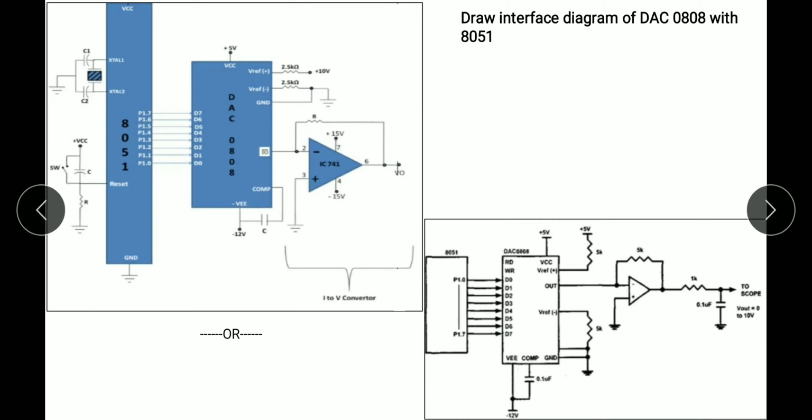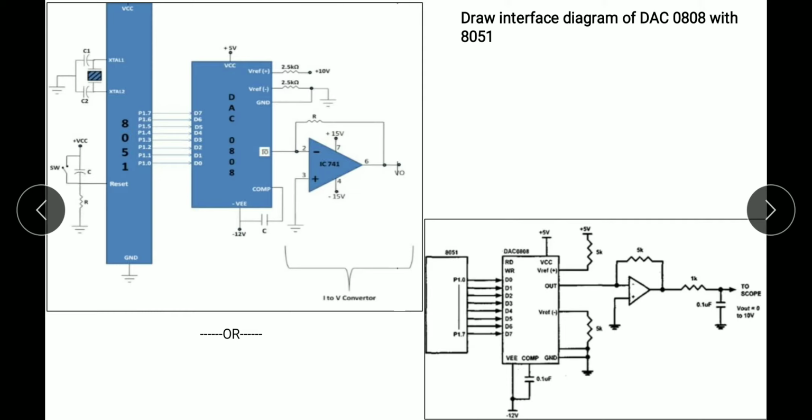And here IC 741 is used. Here it is an input output port. After that, here V out we get, and this is the I to V converter, that is current to voltage converter. So we have to draw the diagram for this DAC interfacing with the 8051 microcontroller. If you see here, this is the same diagram. Port 1 is used here for the input of the DAC.